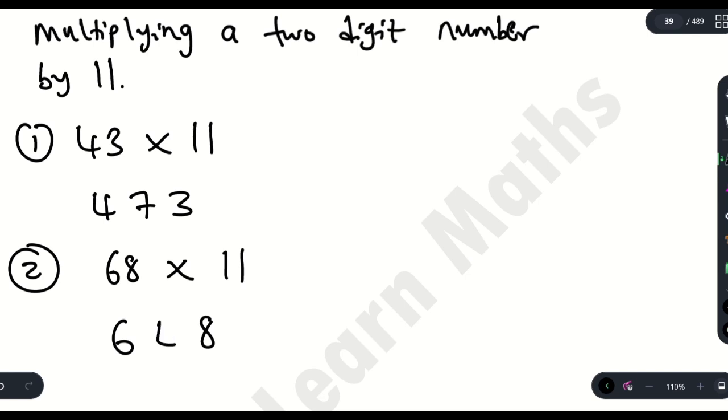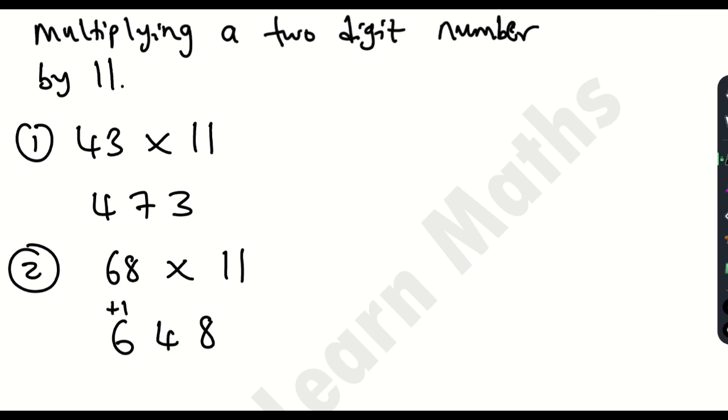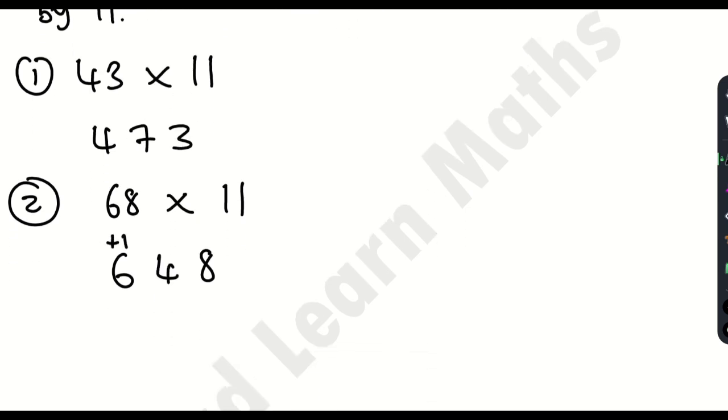So that will be 4. Then you add 1 here. Okay, so what's your final answer? That becomes 748. Very easy, very straightforward. Here's how to multiply a 2-digit number by 11.